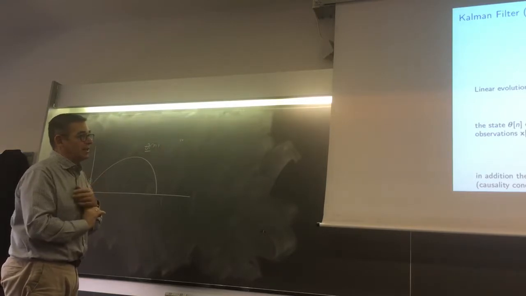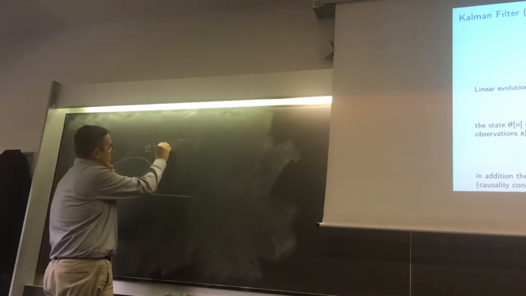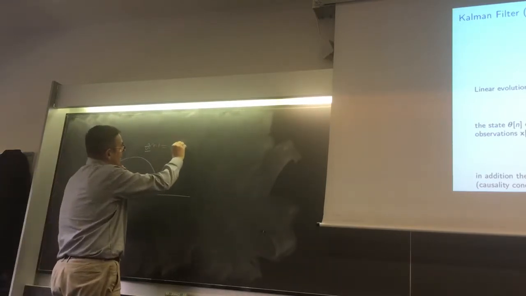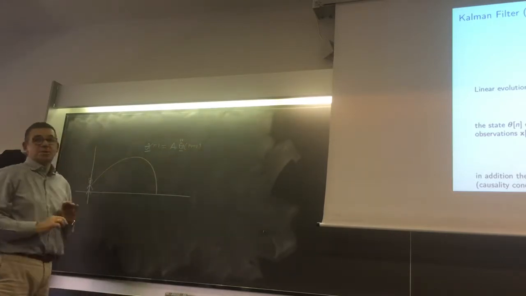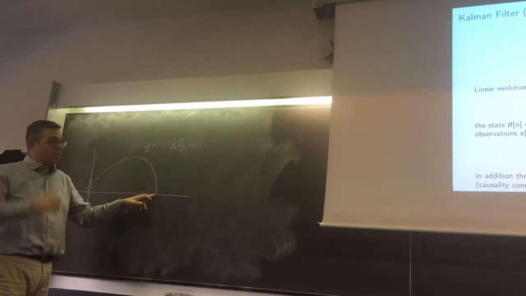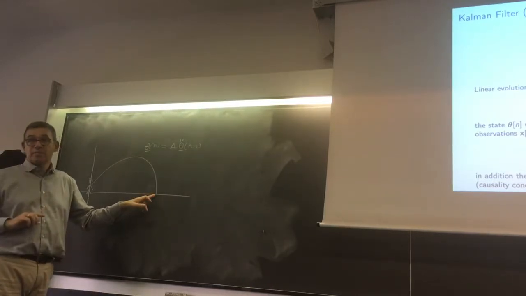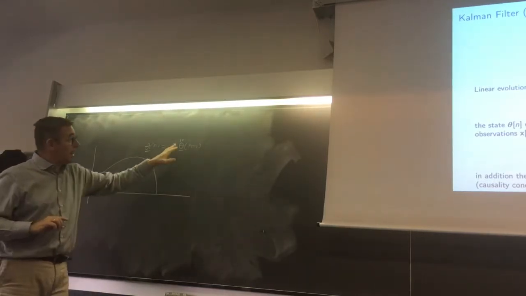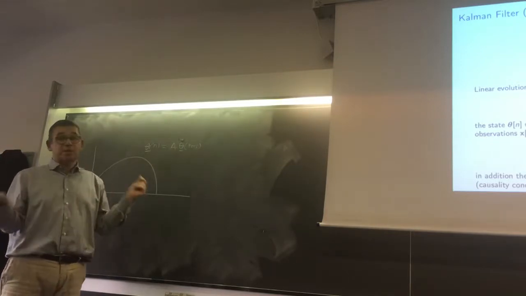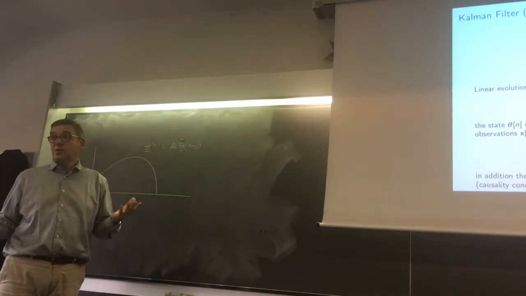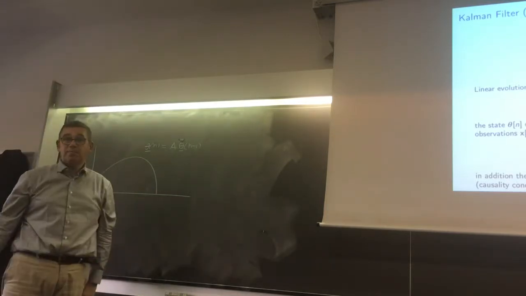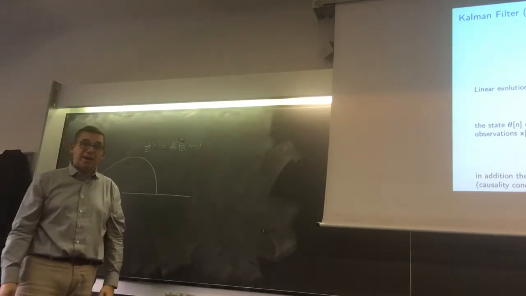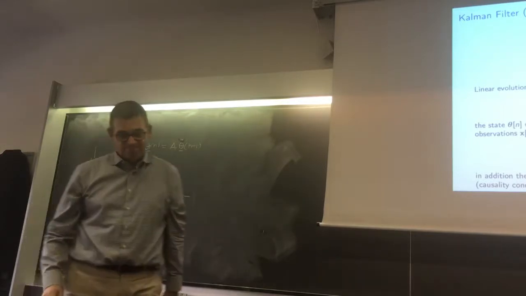Let me not guess, but let's say that this one is theta n minus 1. So this behavior, let's assume it's linear. So I know perfectly where the stone is dropping. That means that in my equation there is no uncertainty. There is no excitation. Once I throw the stone, then it's evolving.